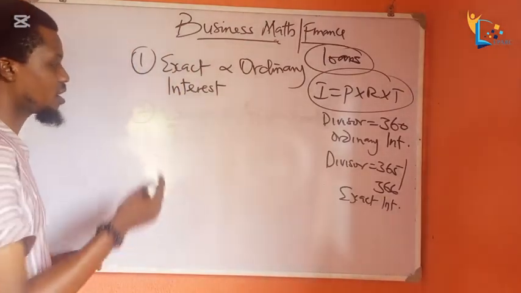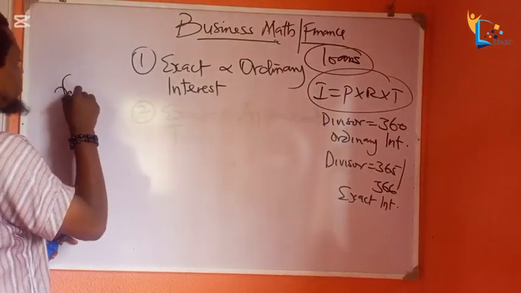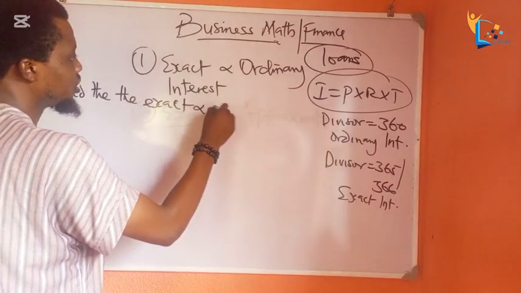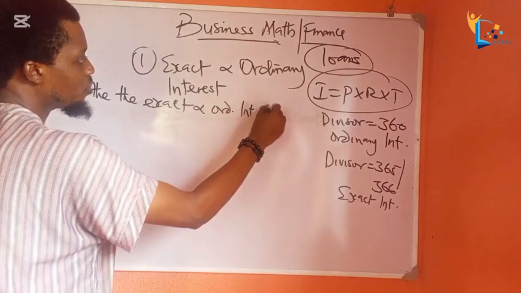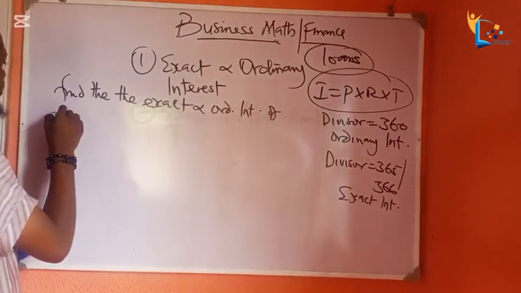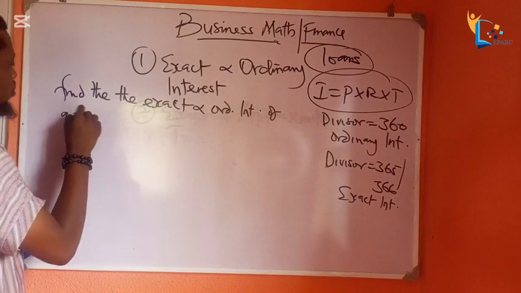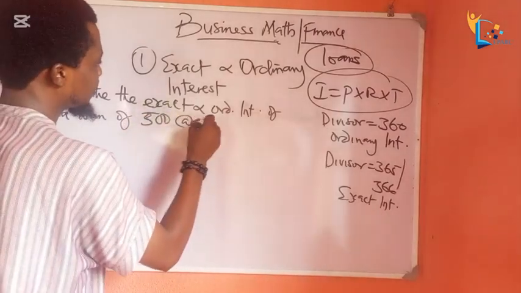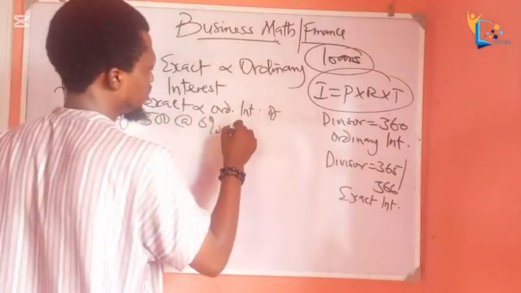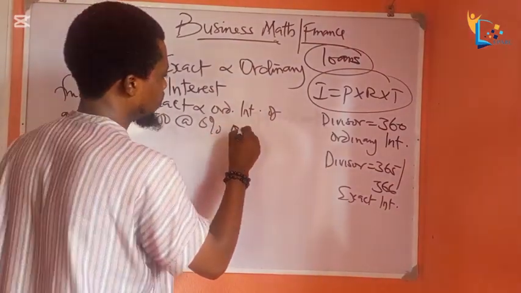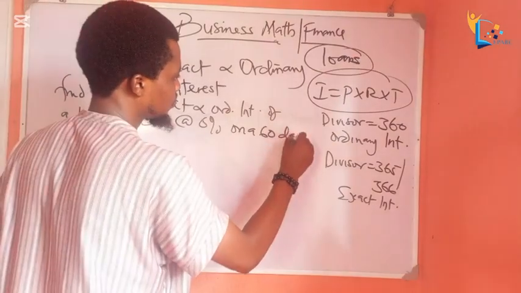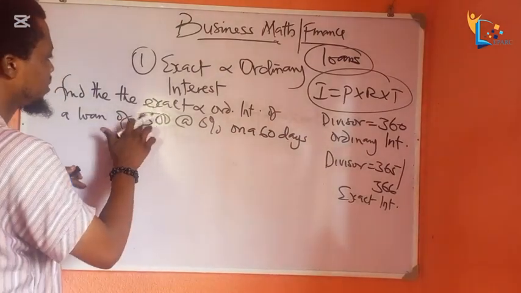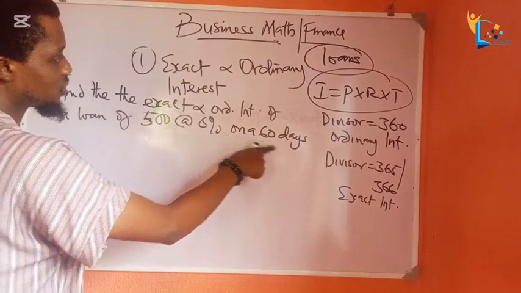Let's take for instance: find the exact and ordinary interest of a loan of 500 naira at 6% on 60 days. Find the exact and ordinary interest of a loan of 500 naira at 6% for 60 days.